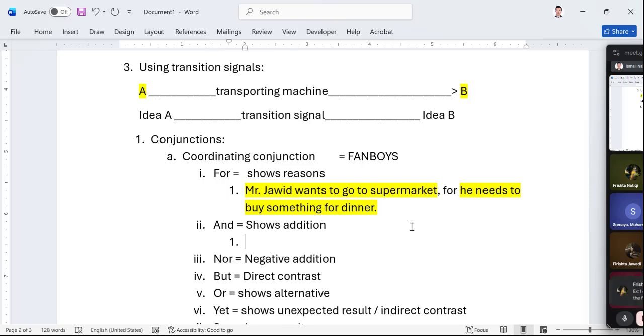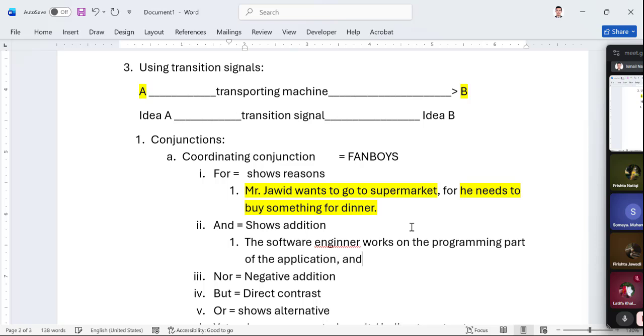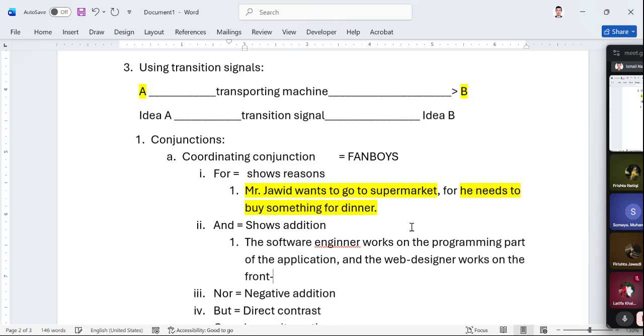If you have addition, you can give me your examples as well in the chat box. You can write them. So we can have "for" and "and". I may say, the software engineer works on the programming part of the application, and the web designer works on the front end of the application. So we have two sentences connected using "and".